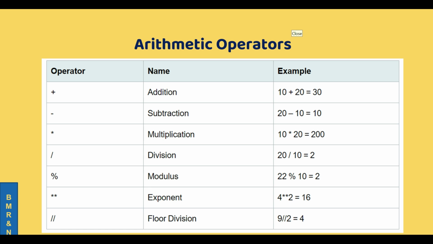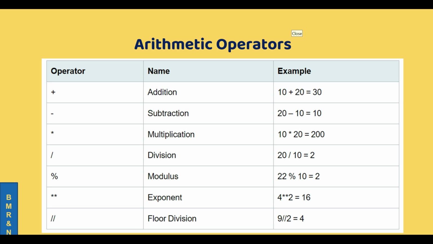Because when you divide 22 by 10, what will be the remainder? The quotient will be 2 and the remainder will also be 2. The modulus operator will point out the remainder. So if we change the value 22 to 23, the answer will be 3. Then double asterisk sign is used for exponent. 4 raised to power 2 is 16, which means 4 into 4.